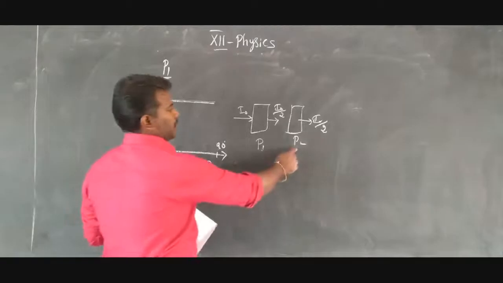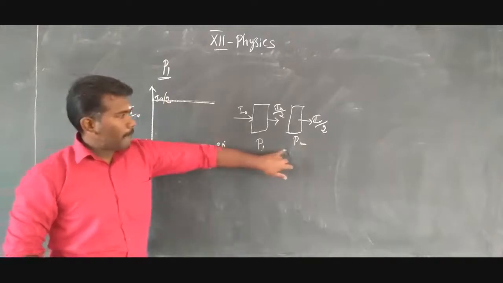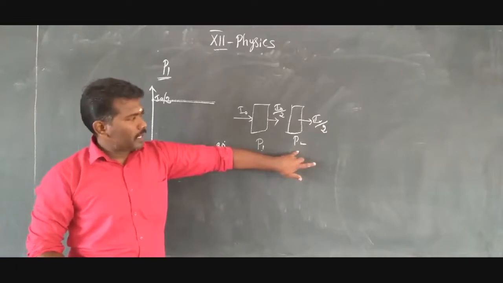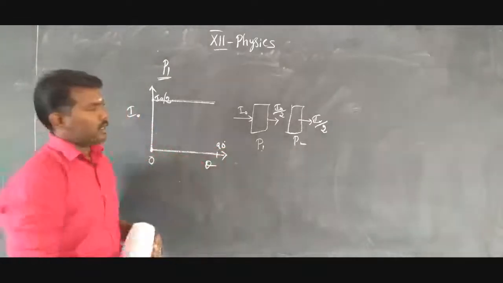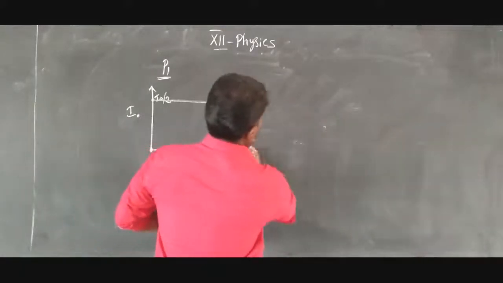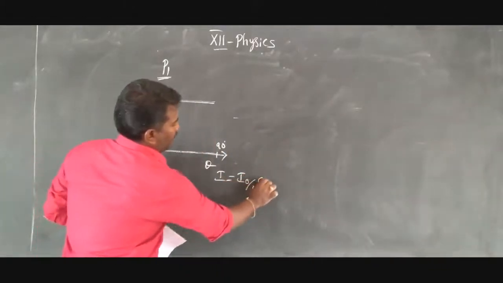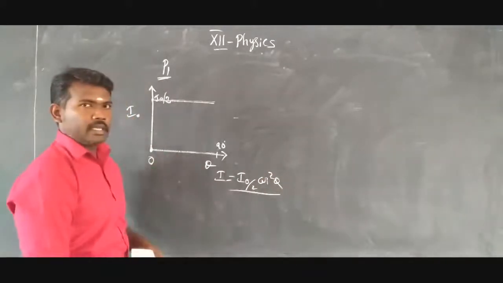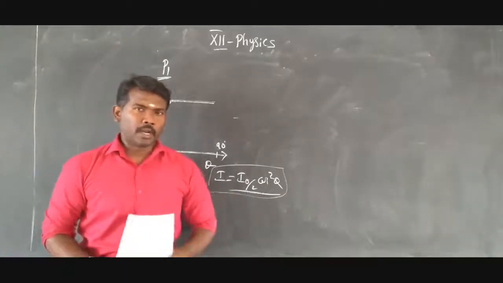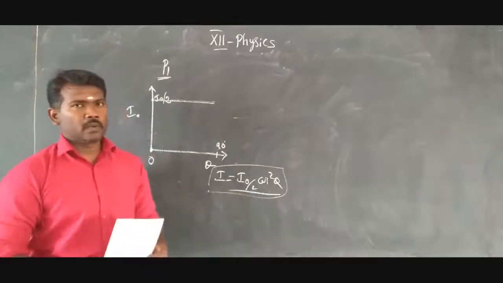Now I am going to turn the second polarizer. I fix polarizer one in a particular position, and I change the angle between P1 and P2 by changing the rotation of the second polarizer. Now already we know the intensity variation: I is equal to I0 divided by 2 cos square theta. The intensity varies whenever you rotate the second polarizer while the first polarizer is fixed. It varies with respect to the formula I equals I0 divided by 2 cos square theta.